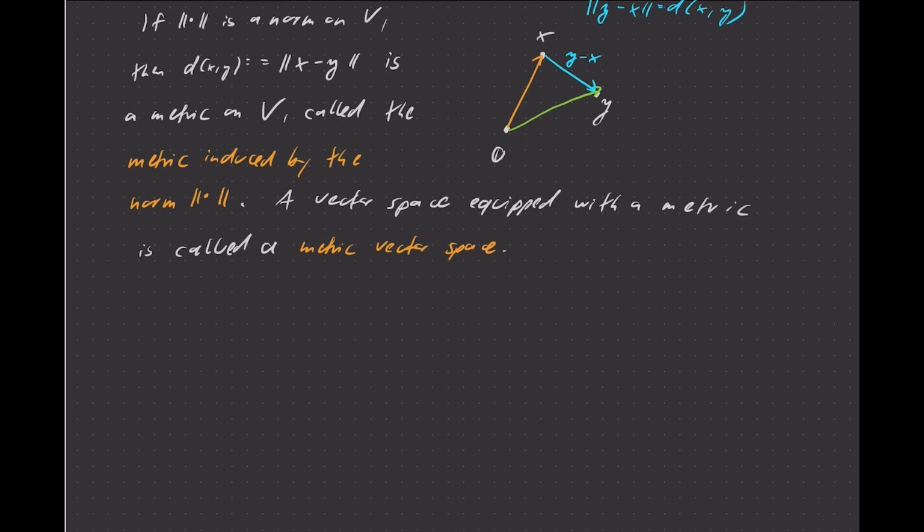And finally, we can also define a Euclidean metric. We can do this by just using the metric induced by the Euclidean norm. So for R to the n, the metric induced by the Euclidean norm is called Euclidean metric.